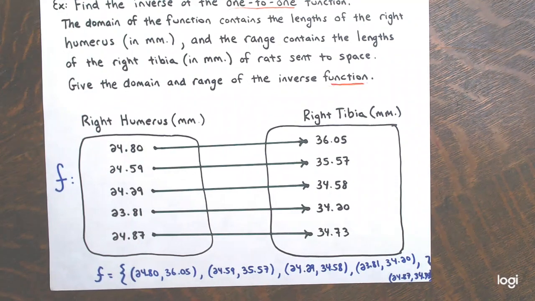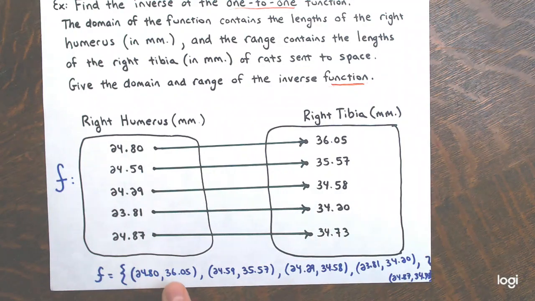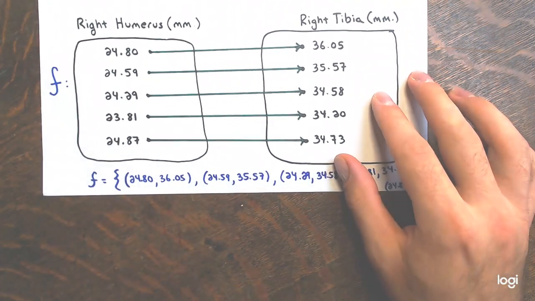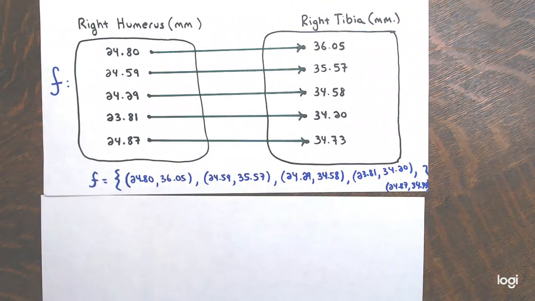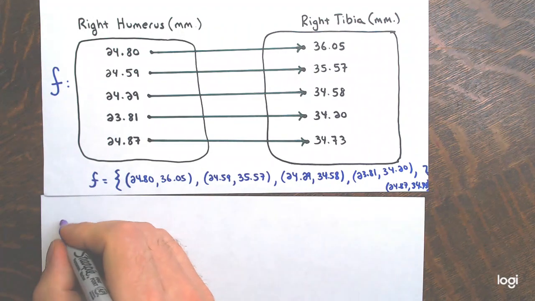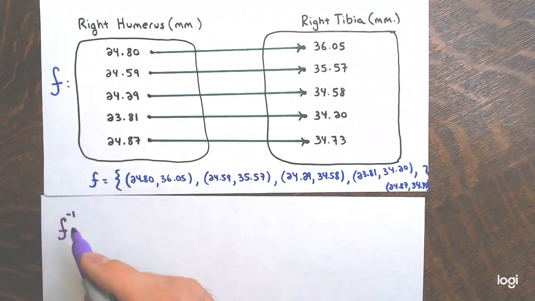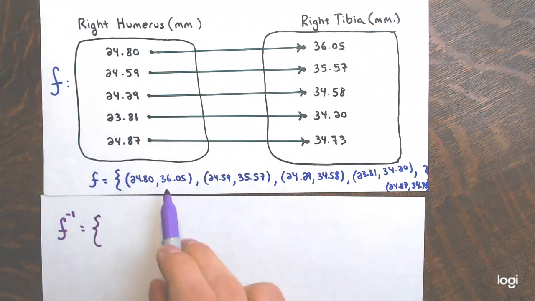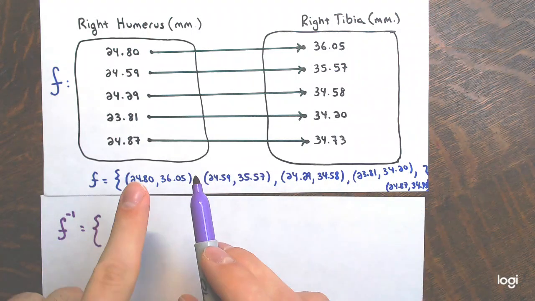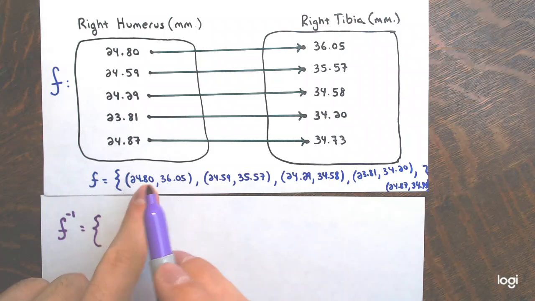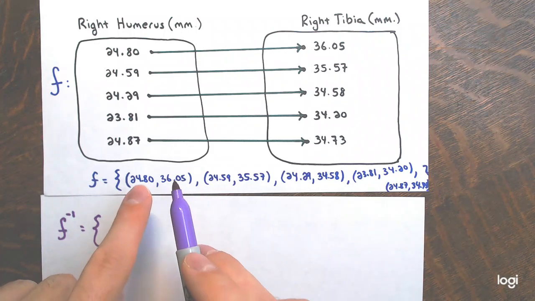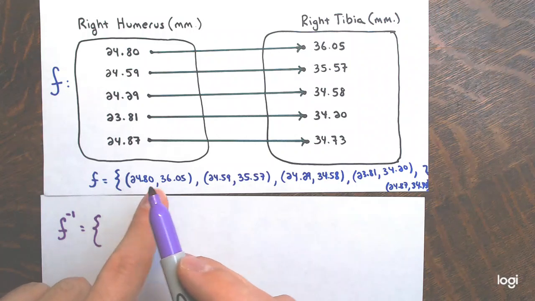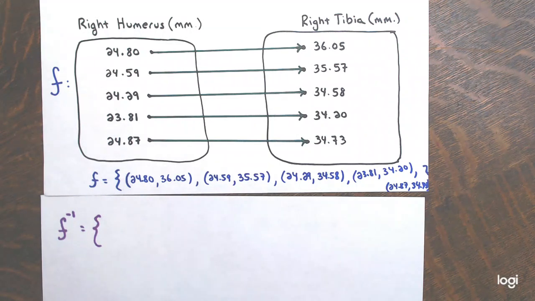If I have a 1-to-1 function, which I do here, with ordered pairs a, b, then the inverse function, which I'll do on this next page, f inverse, a little f with the -1, written as a set of ordered pairs, is all the ordered pairs from f, but the values of the domain become the values of the range, and the values of the range become the values of the domain. They just switch the coordinates.